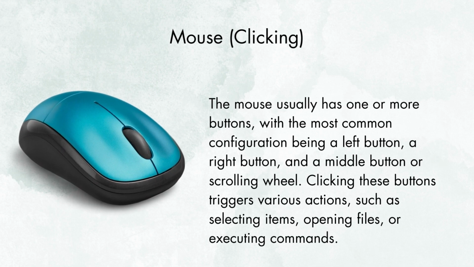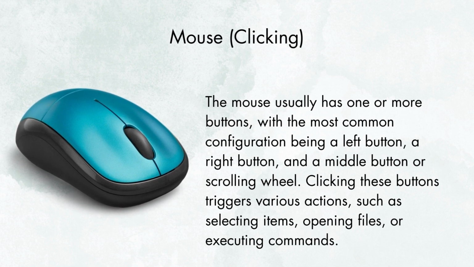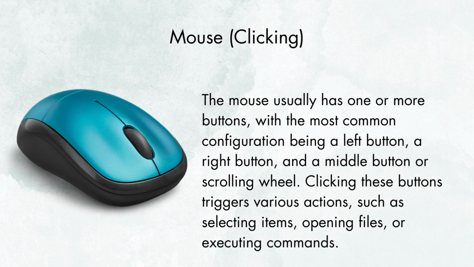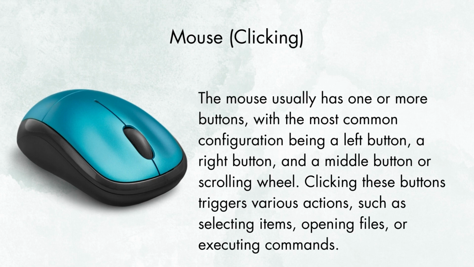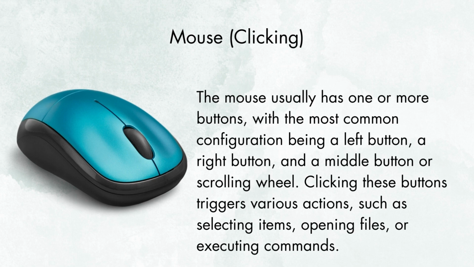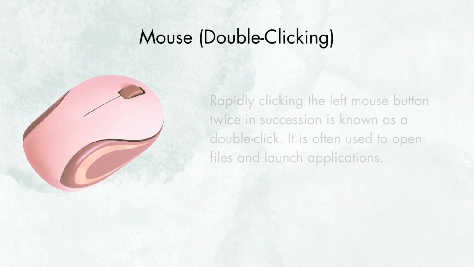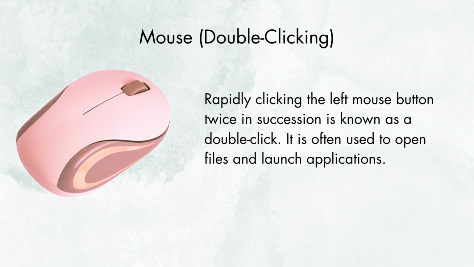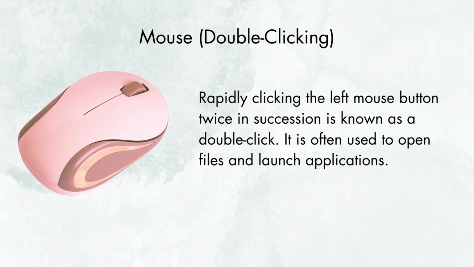The mouse usually has one or more buttons, with the most common configuration being a left button, a right button, and a middle button or scrolling wheel. Clicking these buttons triggers various actions, such as selecting items, opening files, or executing commands. Rapidly clicking the left mouse button twice in succession is known as a double-click. It is often used to open files and launch applications.